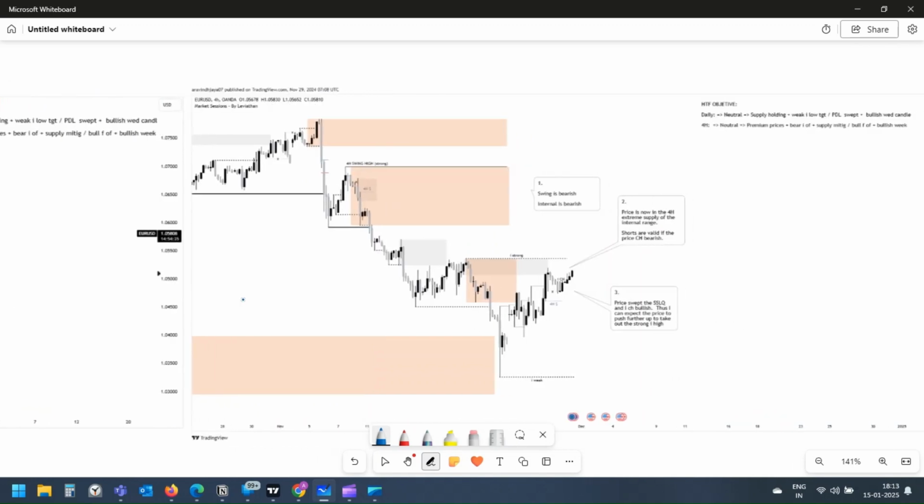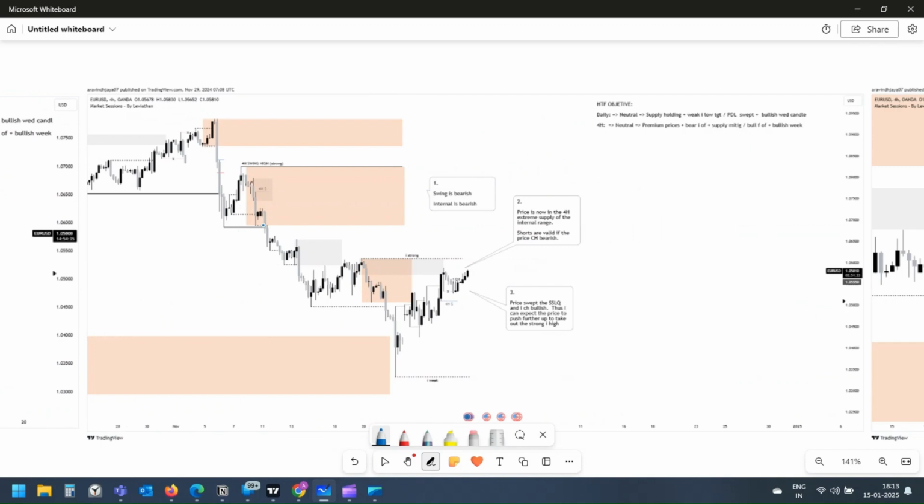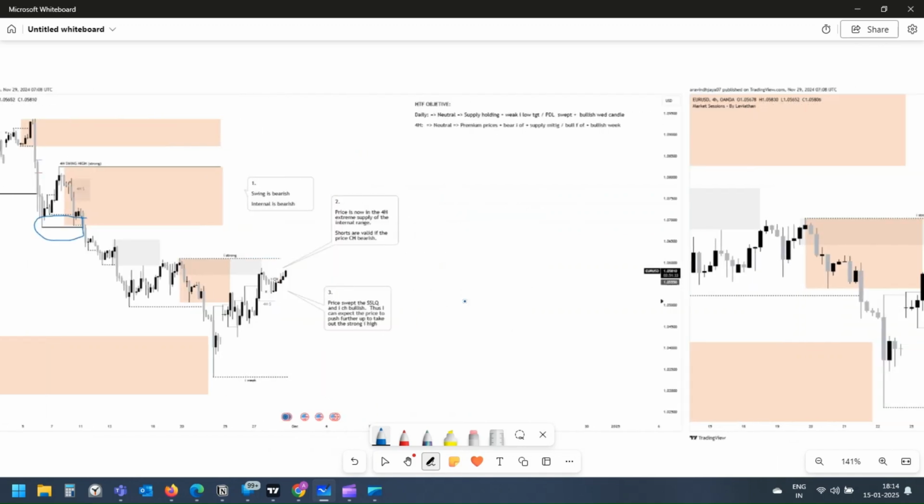So this is the 4-hour chart. Here you can see the swing structure is bearish and internal is also bearish, and the price has reached the extreme supply of this internal range. Now anytime the price can push down to take out the weak internal low.